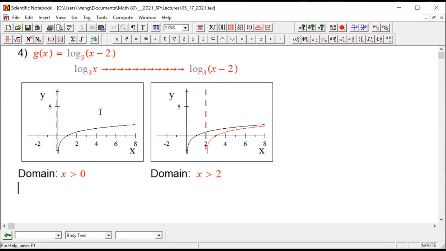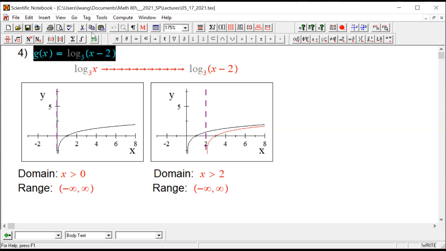Okay, so let's find the inverse. Range, all real numbers, negative infinity to positive infinity. So that will be the same for the other one. No problem. Any questions so far? Okay, so let's find the inverse.